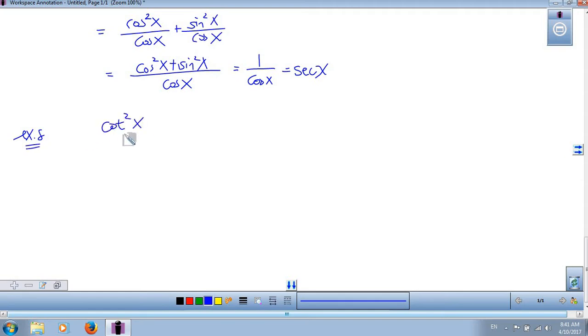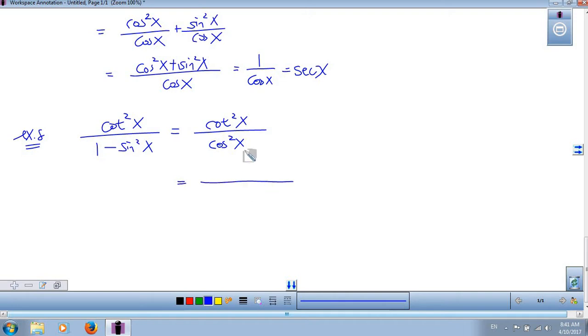Alright, cotangent square x divided by 1 minus sine square x. So first of all, let's take a look at this. Is there anything that we can use to simplify right away? Well, I recognize 1 minus sine square x. That has to do with what? The Pythagorean identity. Because sine square x plus cosine square x is equal to 1, 1 minus sine square x is equal to cosine square x. Okay, so this becomes simply cotangent square x over cosine square x.